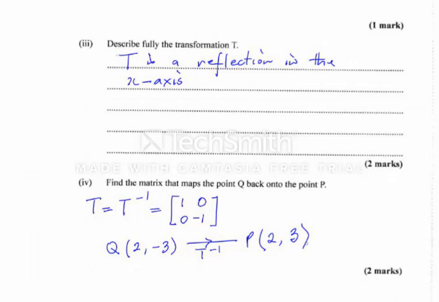So the inverse transformation that is going to map Q back to P is the same transformation T. If you reflect a point in the x-axis, to get back from the image to the object, you must reflect the image this time in the same x-axis to get back the object. So the matrix you're looking for, T inverse, is the same as T, and it's 1, 0, 0, -1.